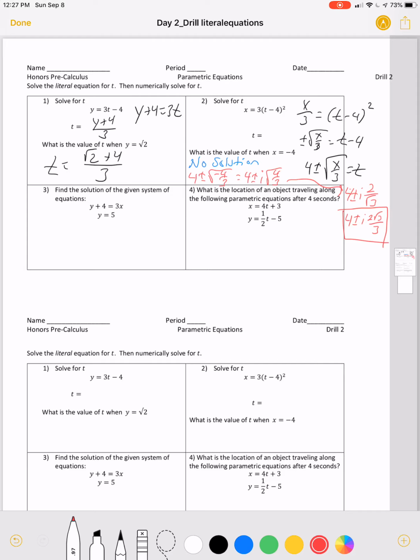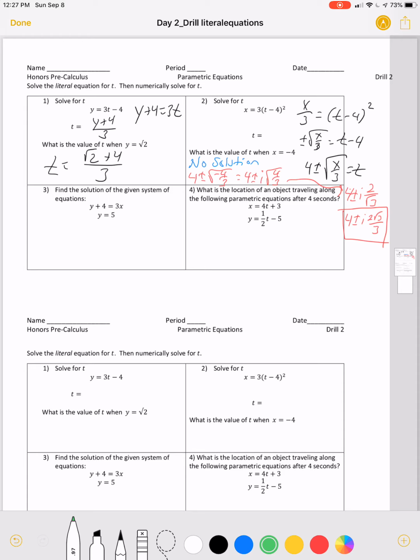Number 3, finding the solution of the given equations. y plus 4 equals 3x and y equals 5. This is a system of equations because simply it has 2 or more equations in it. In this case, we already know the solution to the y value is 5. It's given to us in the second part.